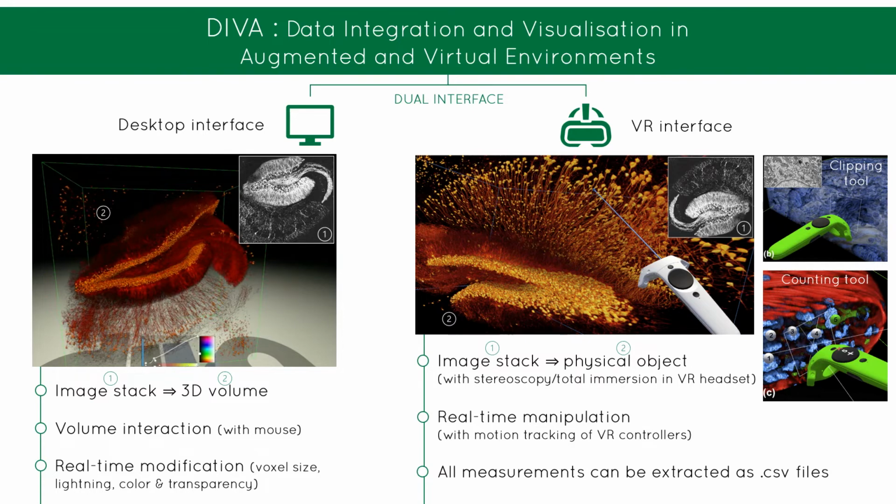So DIVA stands for Data Integration and Visualization in Augmented and Virtual Environments. DIVA is based on a dual interface. The first interface is a desktop interface, as you can see on the left, where your image stack is directly loaded as a 3D volume. You can interact with this volume simply with your mouse, and you can also make some real-time modifications, such as the color and transparency of your voxels. Once this visualization parameterization is done, you can simply see your image stack as a physical object in front of you thanks to the VR headset.